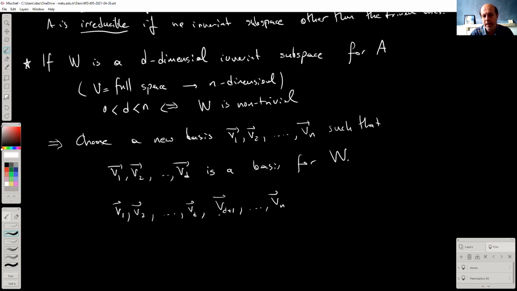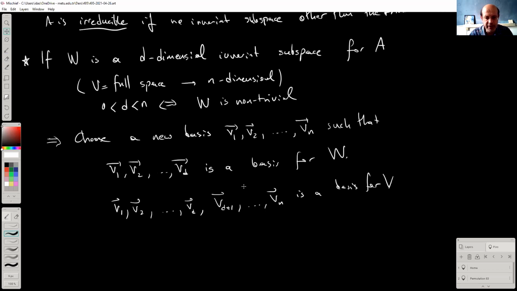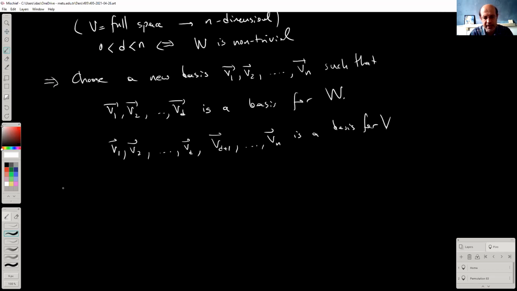Okay, is a basis for V. In any case, what I'm going to say is that if I express the representation matrices with this basis, then the matrices become simpler. So that's what I need to actually explain.